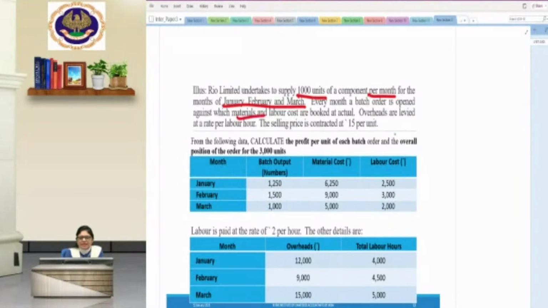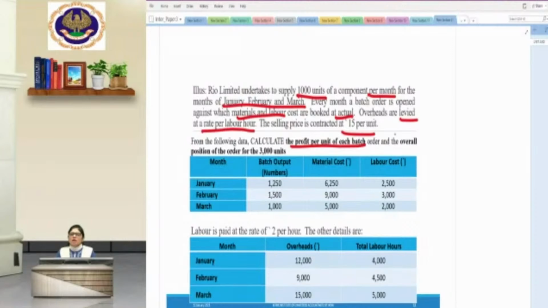Okay, so material and labor will be booked at actual as always. Overheads are levied, means absorbed. Overheads will be absorbed. What is the rate of absorption? Per labor hour, on the basis of labor hour. The selling price is given at 15 per unit. Clear? So what are they asking us to do? Rio Limited undertakes every month a batch, overheads are levied. The selling price is given; calculate profit per unit of each batch.